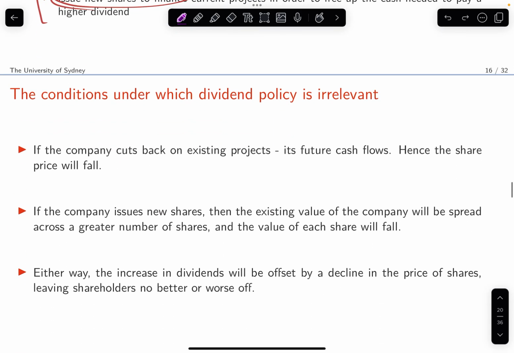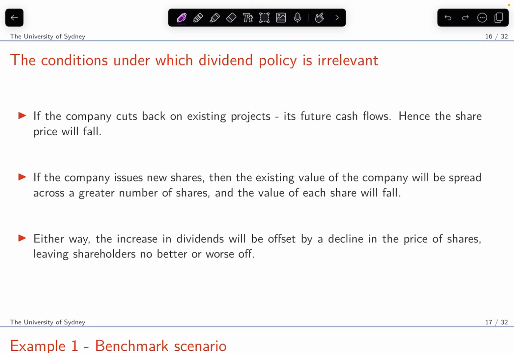So the conditions under which dividend policy is irrelevant here is that if a company cuts back on existing projects, its future cash flows, hence the share price, would fall. So the future cash flows will fall. And once again, what is the value of a share? The value of the share is simply the discount of future cash flows. Now, if we discount future cash flows and future cash flows have decreased because we have cut investment on existing projects, then the value of the shares would fall.